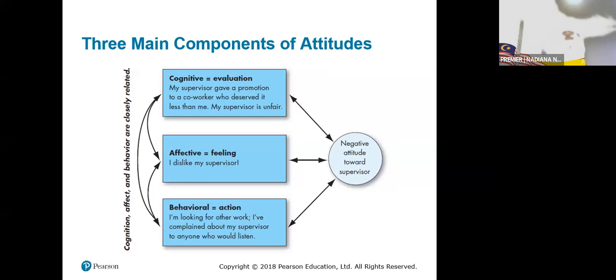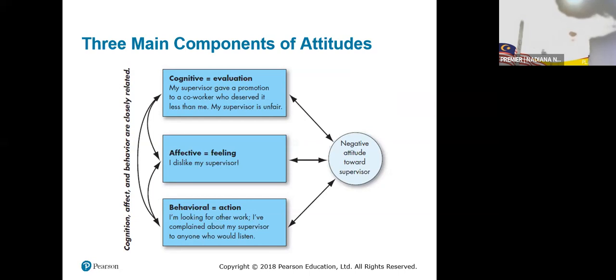Okay? Then number 2 is the affective. Affective is similar to feeling. Either you like or dislike. For example, I dislike my supervisor. Why? Because he or she practices unfair treatment. Something like that.